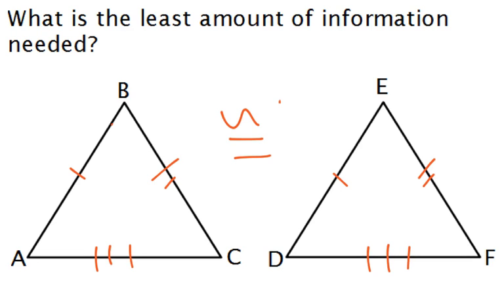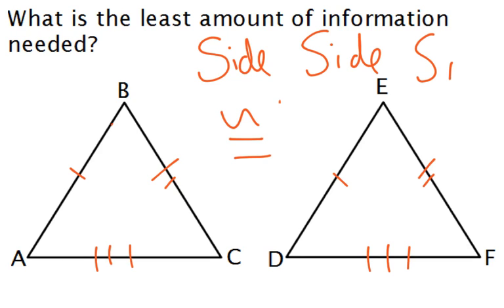So, we call this the side, side, side rule. Pretty simple, right? Three sides. So if I have the side, side, side, if all three sides are congruent, the two triangles are congruent. Okay?